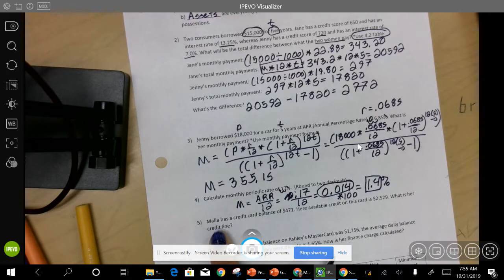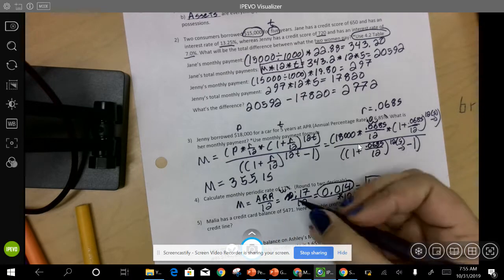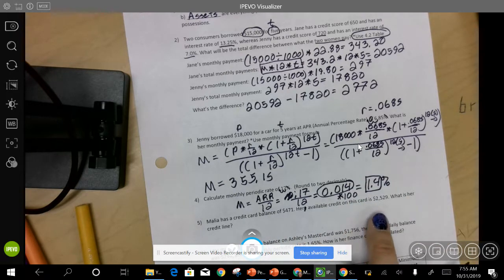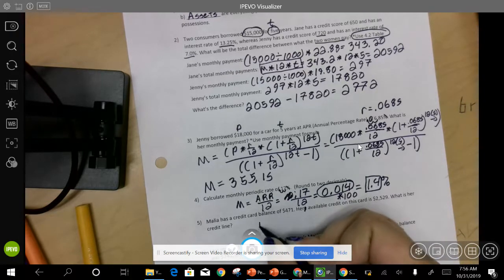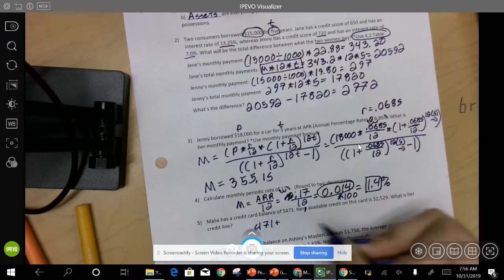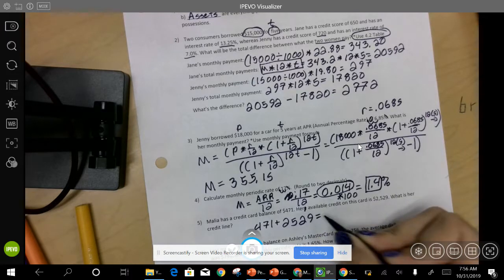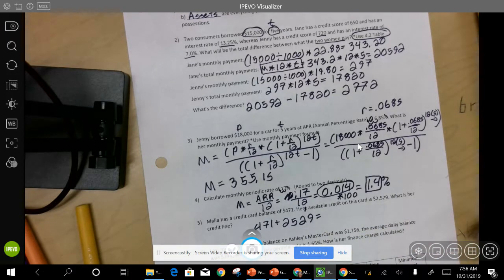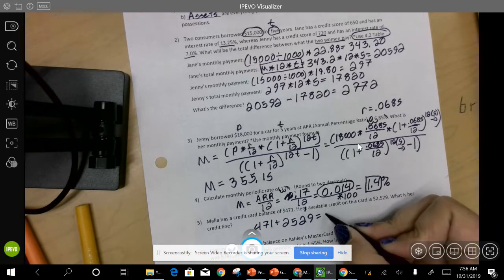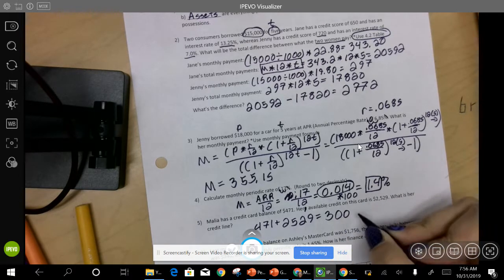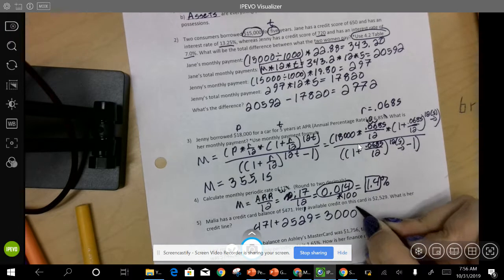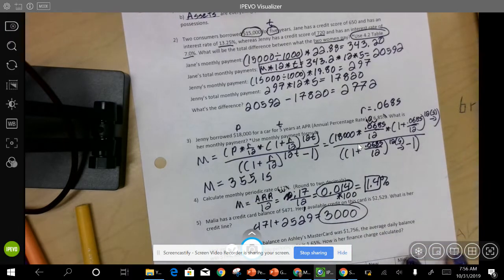Okay, so Maya has a credit card balance of $471. Her available credit is $2,529. What's her credit line? So we're just going to add those two together, and we get $3,000. So our credit line is $3,000.